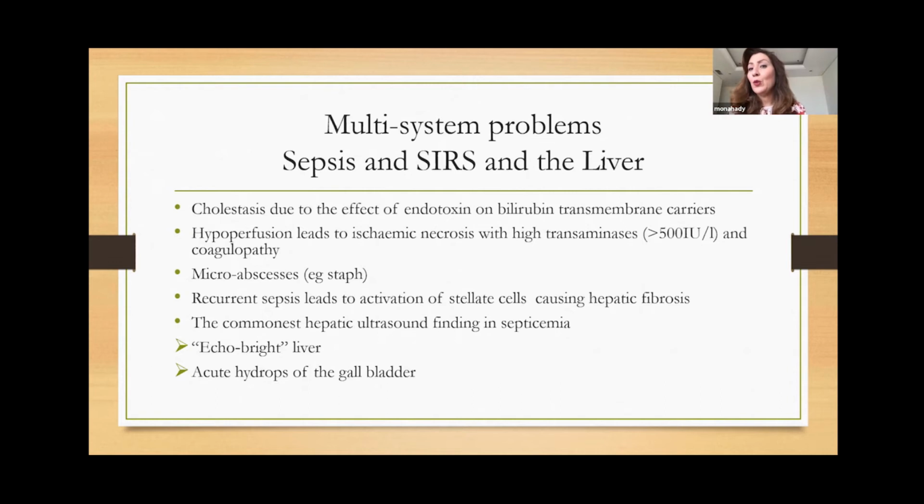Recurrent sepsis in immune-suppressed patients, or recurrent causes of sepsis, can end up in hepatic fibrosis. The characteristic finding on ultrasound is what we call a starry liver or a bright liver, and sometimes acute hydrops of the gallbladder can be demonstrated. Next.